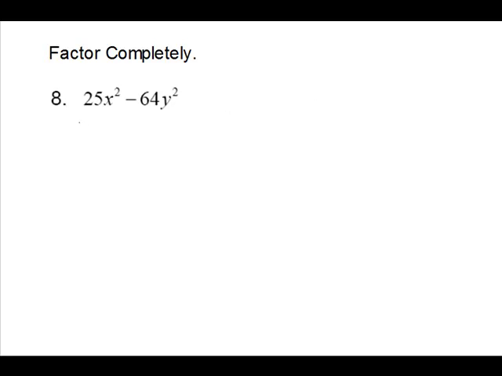It will go into 2 sets of parentheses. You always have different signs and use the square roots. So a 5x and an 8y. And if you check your outside and your inside, the middle term will cancel, which is what you want.